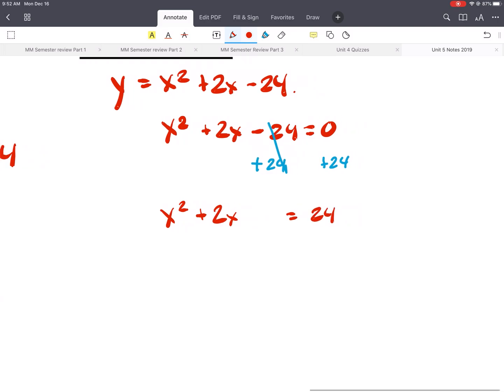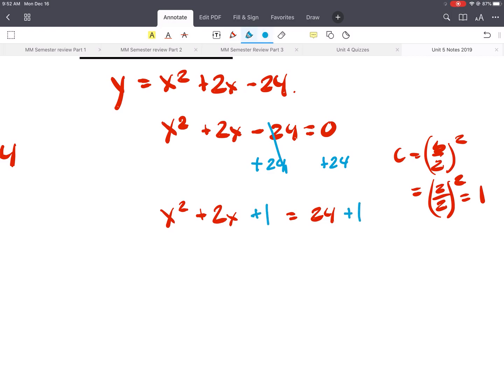What completes the square is always b over 2 squared. So in this situation, b is 2. 2 over 2 is 1, and then you square that, it gives you 1. So we would just add 1 to both sides. And then on the left side, we can write that as a perfect square, a binomial squared. That would give us x plus 1 squared. So remember, it's half of b. And then we would get 25.